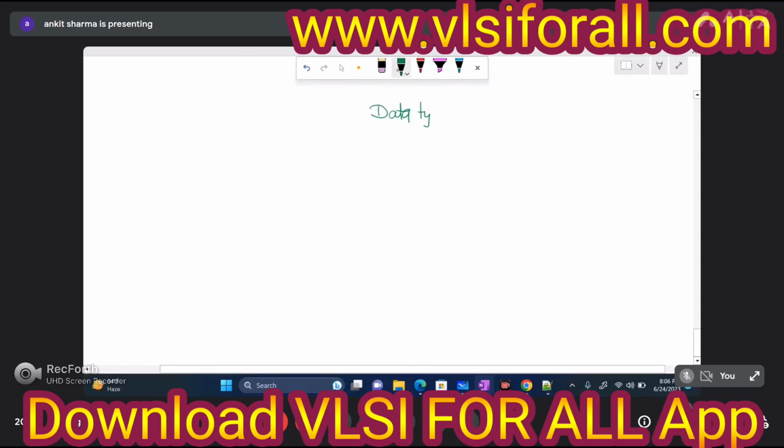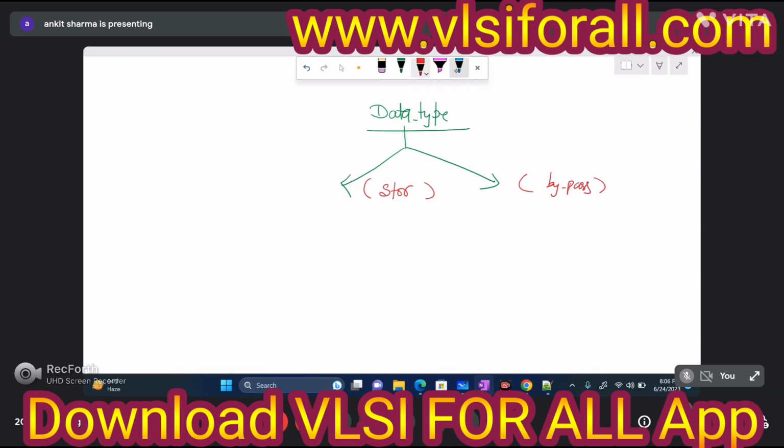Okay. So finally, we have data types in Verilog also. So how to define data types? A container which can contain which type of data, so that type will be nothing but the data type for the same container. Now similarly, as I already told you, there are two categories of data type. One is for store, one is for transfer or bypass.